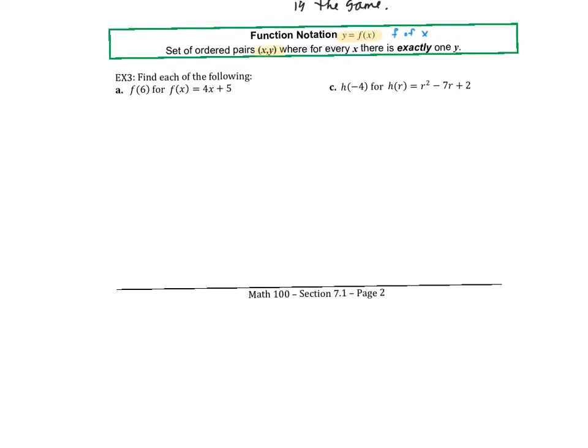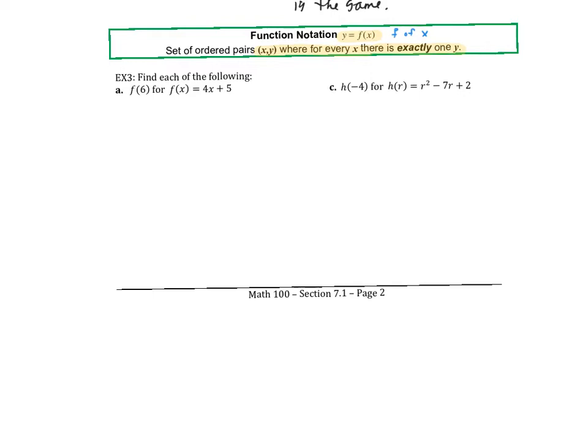For every x, the x value has exactly one y value. So that means if you put an x value into your function, you'll get exactly one y value back. And that's the property of a function.